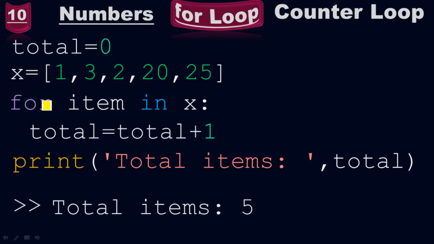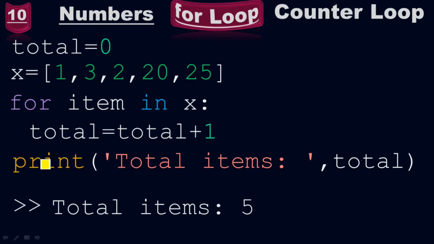Similarly, the for loop will iterate over 20. So my previous number was 3, so 3 plus 1 will be 4. 20 is the fourth number. Similarly, when the for loop iterates over 25, my previous number was 4, so 4 plus 1 will be 5. 25 is the fifth number, so in total we have 5 items. 1, 2, 3, 4, 5. Total equals to total plus 1. This is the formula. This is the formula to count the total items in the list.